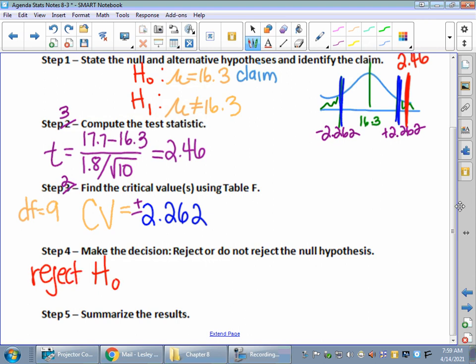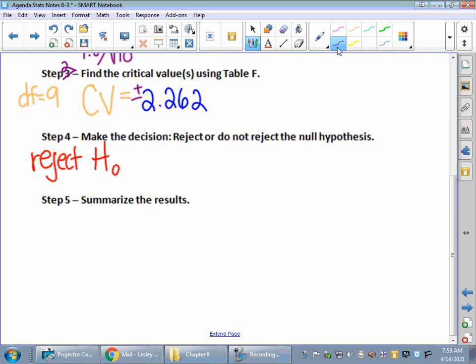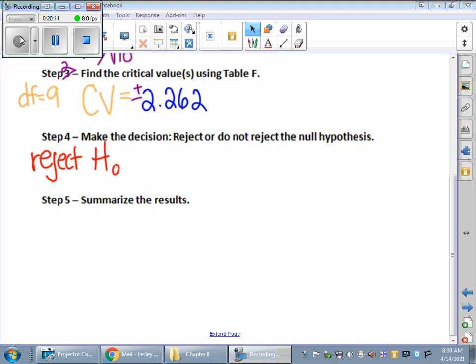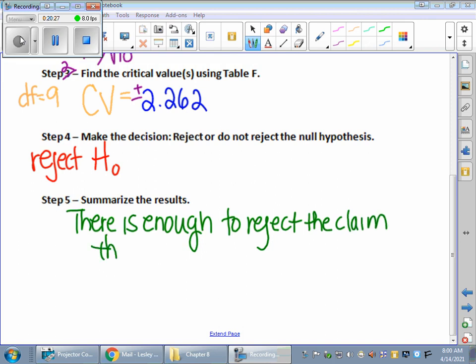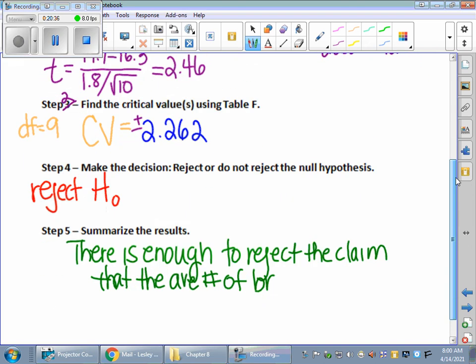And last but not least, summarizing the results, my claim was H sub 0 and I rejected H sub 0, so I'm going to go to my table and I am going to say something like there is enough evidence to reject the claim that the average number of broken legs is 16.3.